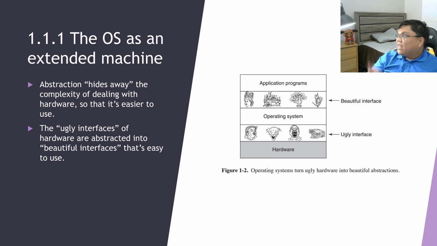Okay, so a key word here is abstraction. Abstraction hides away the complexity of dealing with hardware so that it's easier to use. So the textbook calls this hiding away the ugly interfaces and abstracting them into beautiful interfaces that are easy to use. And I have another example here.